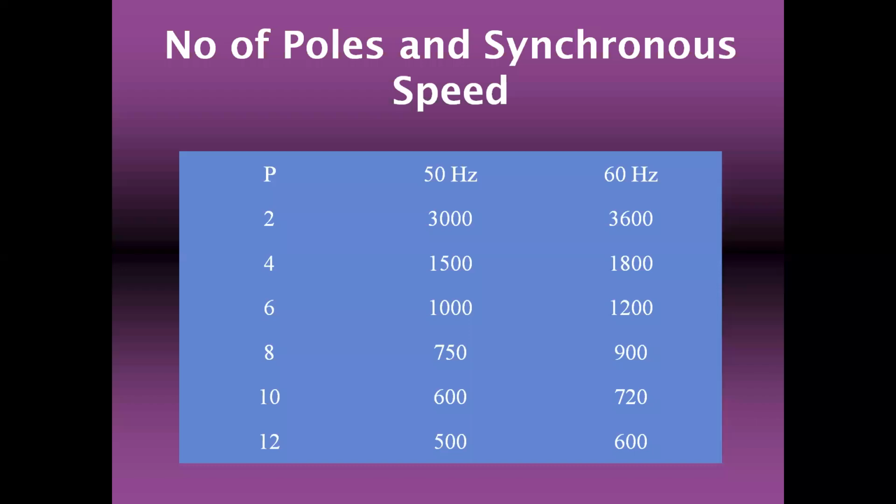Now it depends on the number of poles. Your stator is designed for a certain number of poles, like 2 pole, 4 pole, 6 pole, 8 pole, in a 50 hertz system or a 60 hertz system. Suppose you take a 4 pole: in 50 hertz you have 1500 RPM as the synchronous speed, but in 60 hertz it is 1800 RPM. In 6 pole, 50 hertz system you have 1000 RPM, and in a 60 hertz system it is 1200 RPM. Synchronous speed, okay?